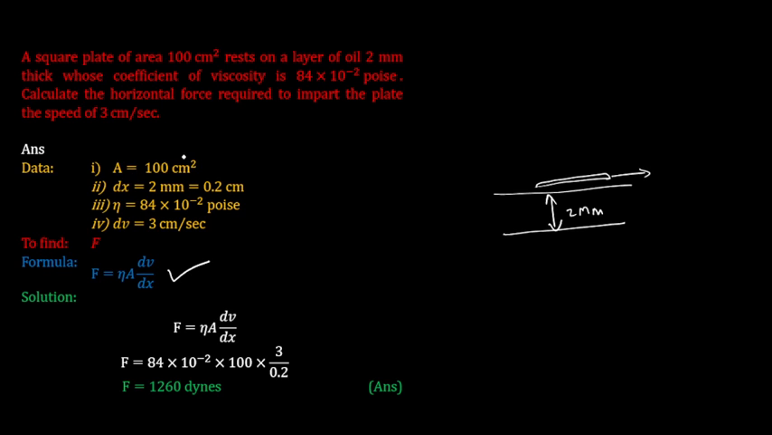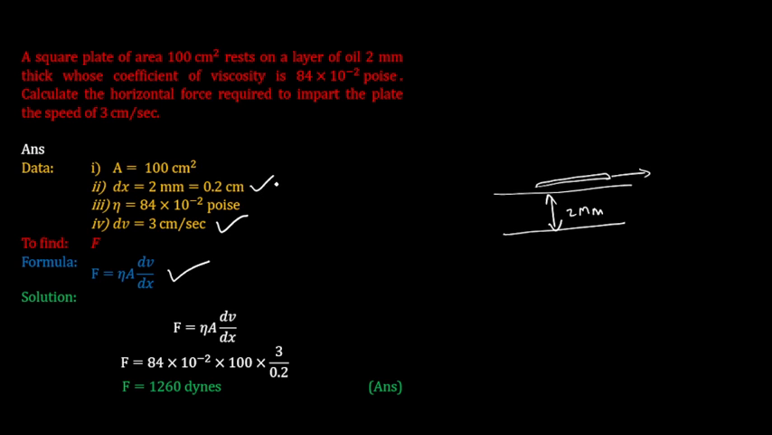We are given the area of the plate to be 100 centimeters square. The distance between the top and bottom layer of the liquid is dx, which is 2 millimeter. The bottom layer is fixed and only the upper layer moves because the plate above it is also moving. So as the plate is moving with 3 centimeter per second, the upper layer of the liquid is also moving with the same speed. So we have the bottom layer fixed and the upper layer moving with the speed of 3 centimeter per second. So there is a change of velocity of 3 centimeter per second between the two layers, and this change of velocity is over the distance of 0.2 centimeter between the layers.